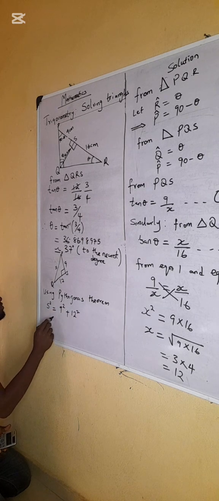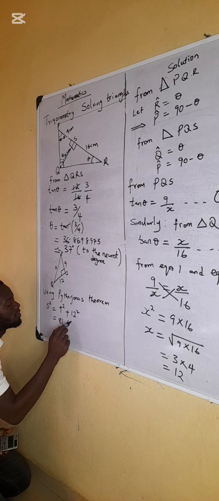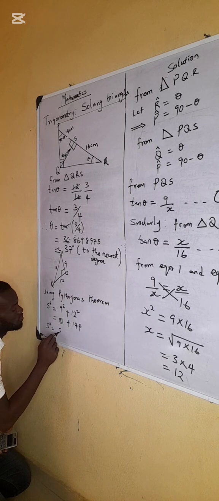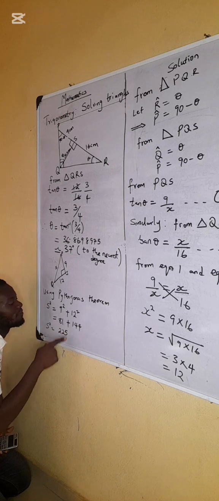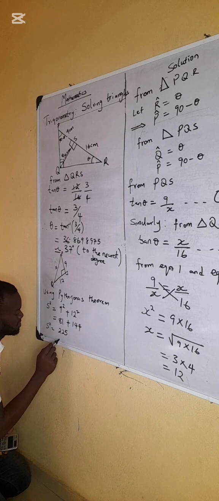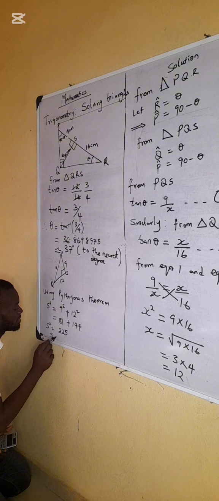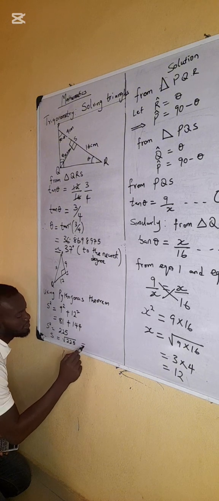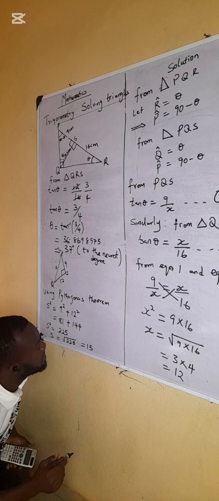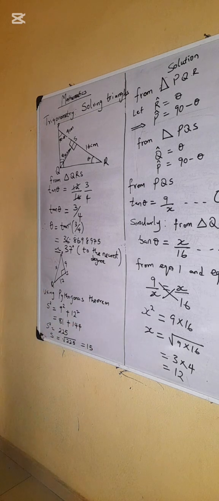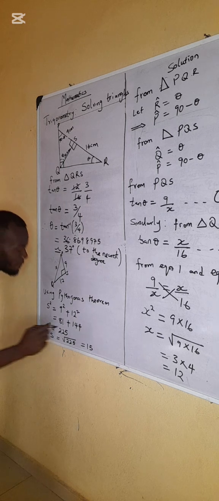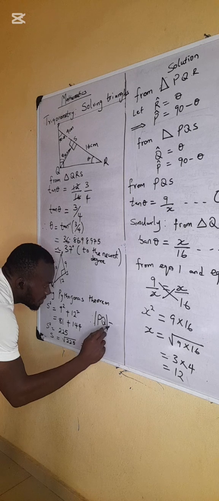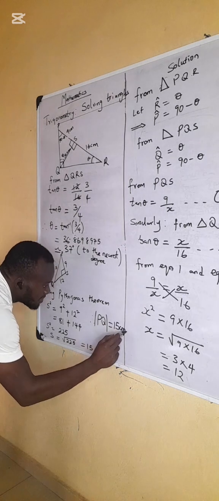9 squared is 81, 12 squared is 144. Therefore, x squared will be 225, because 81 plus 144 is 225. So x is the square root of 225, which is 15. So x, which is PQ, is actually equal to 15 centimeters.